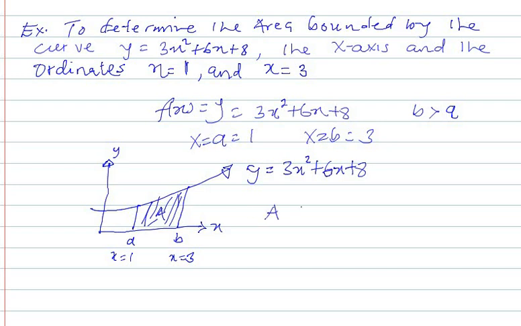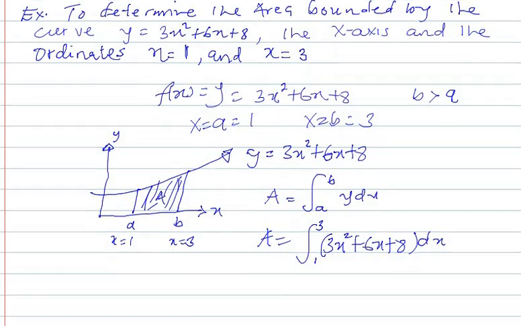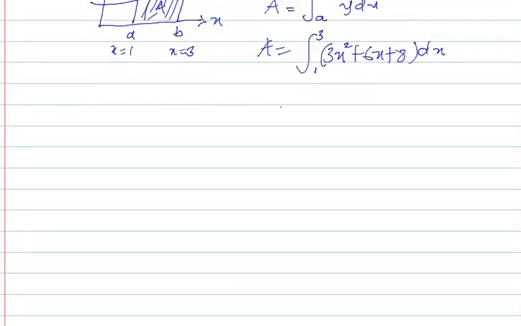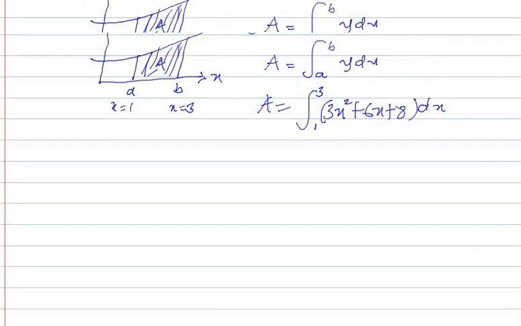So to find the area, our formula says area is equal to the limit from a to b of y dx. So area is equal to the integral with lower limit 1, upper limit 3, and the function f of x or y is equal to 3x squared plus 6x plus 8, with respect to x, that's dx. Okay, so we are just to evaluate this function.